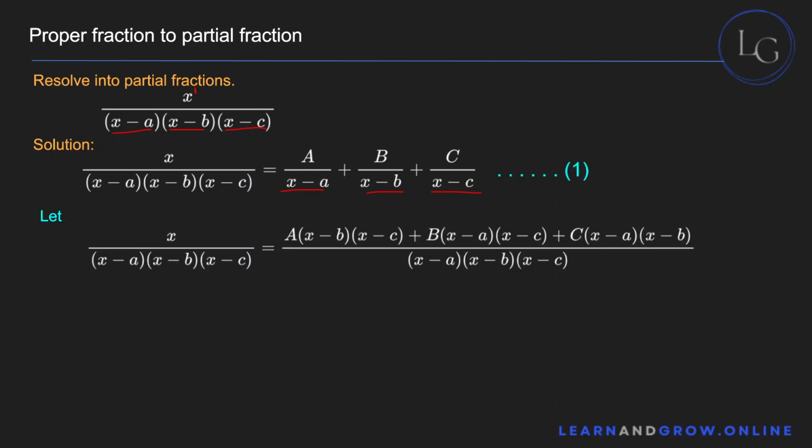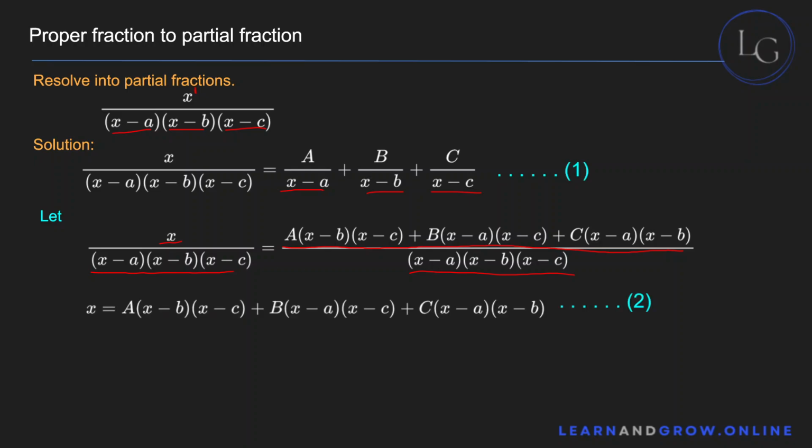Now, we'll take the LCM of these 3 partial fractions. So basically A will be multiplied with x minus b and x minus c, B will be multiplied with x minus a and x minus c, and C will be multiplied with x minus a and x minus b. So we'll get this big fraction. Now, the denominators are equal, so the numerators are also equal. The denominators will be cancelled out and we'll just be left with the numerators.